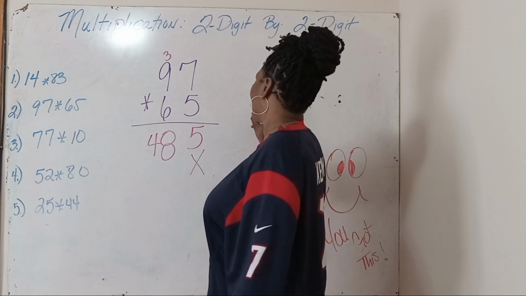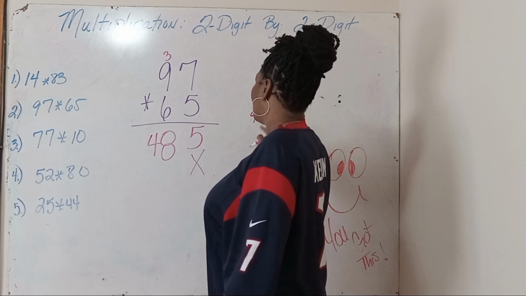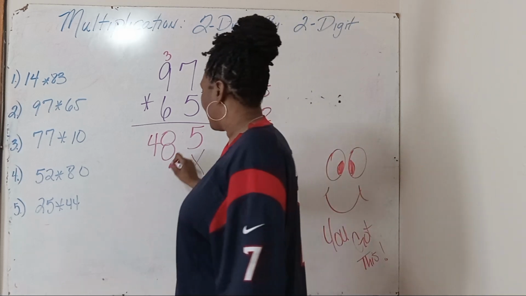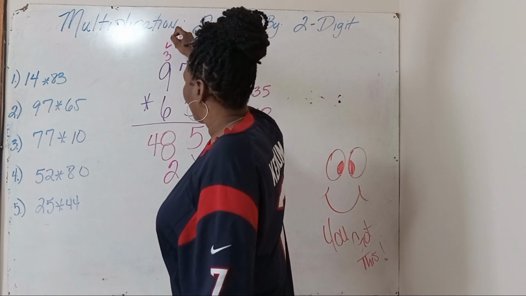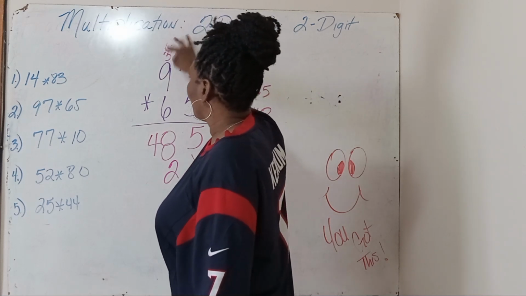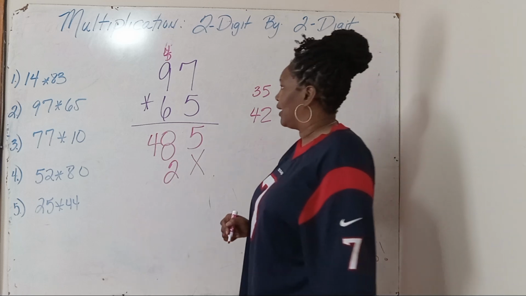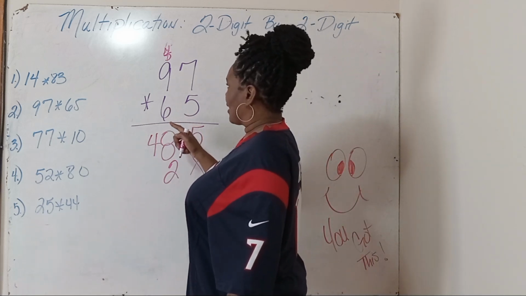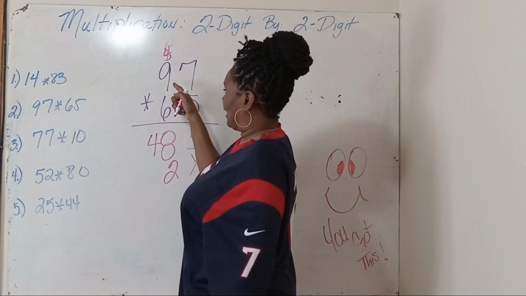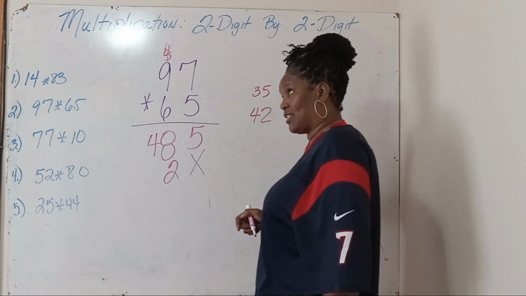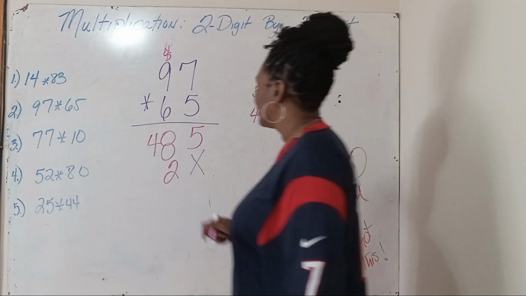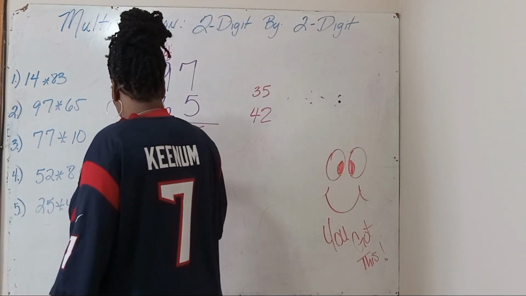6 times 7 is 42. I'm going to take this back number right here and put it right there. And I'm going to carry the 4. If you want to, you can write the 4 on top of the 3 since we're not using it anymore. I don't care how you do that. All right? 6 times 9 is 54. Plus 4 is 58.